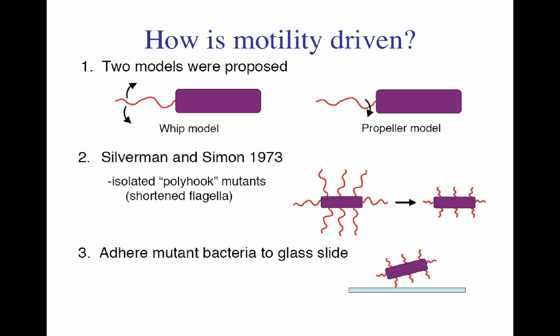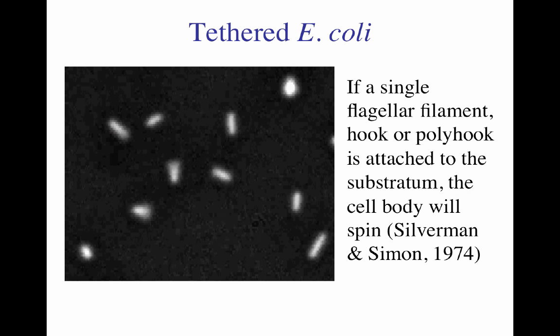If the bacteria were moving by the whip model, the microorganism would be moving left to right, as it was attached directly to a solid substratum. But if the bacteria were moving by a propeller motion, the cell body would move in a circular fashion. So the next movie is going to be the result of that experiment.